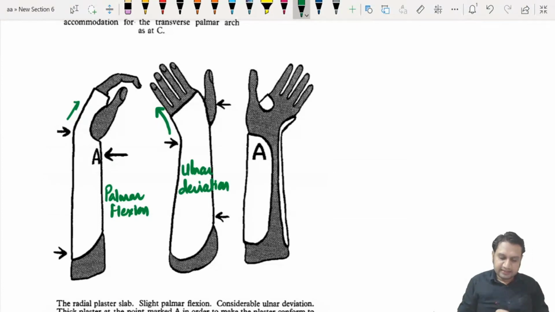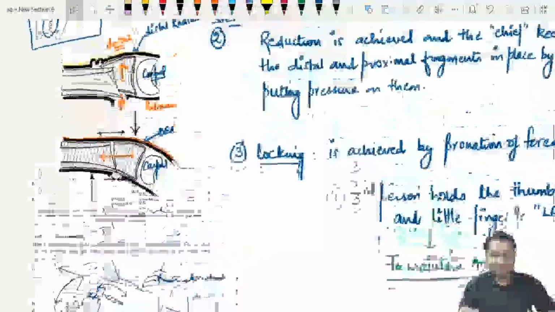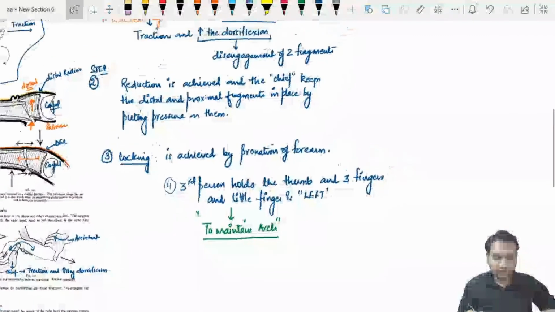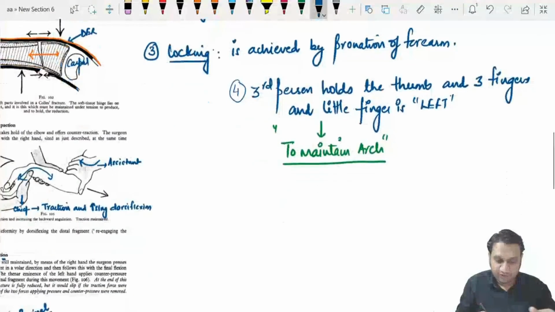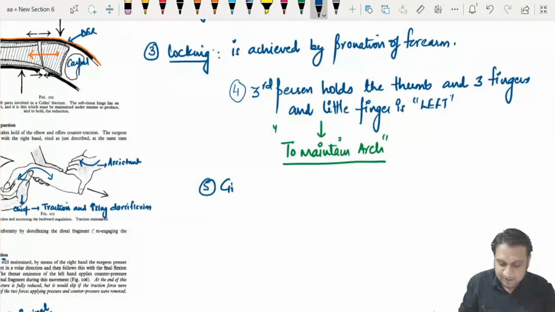Okay, these 3 points, these are 2 important points that I would like to again mention here. So now the plaster is given. Step number 5 I would like to mention here. Step 5 is give plaster now. Apply the plaster now. In what position?